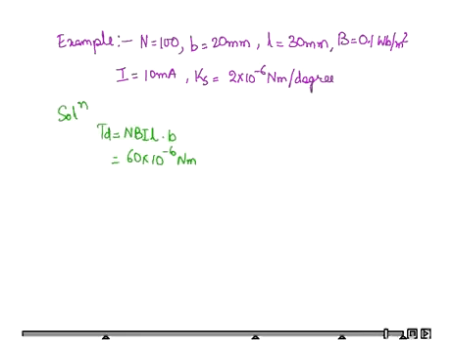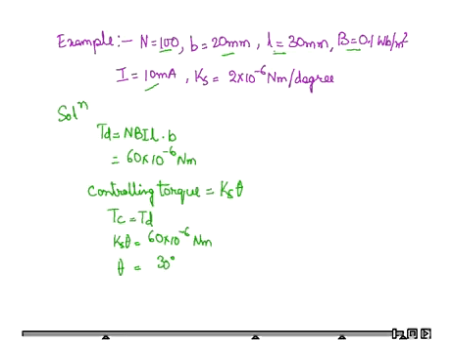As we know that deflecting torque is NBIL into b. So putting the values here, N is given, capital B is given, I is given, L is given, and small b is given. So putting the values, I get this. We know that controlling torque and the deflecting torque are the same. Controlling torque is given by Ks theta. So Ks, the spring constant, is given, theta is the angle of deflection. So we can calculate theta by using this, and theta comes out to be 30 degree.